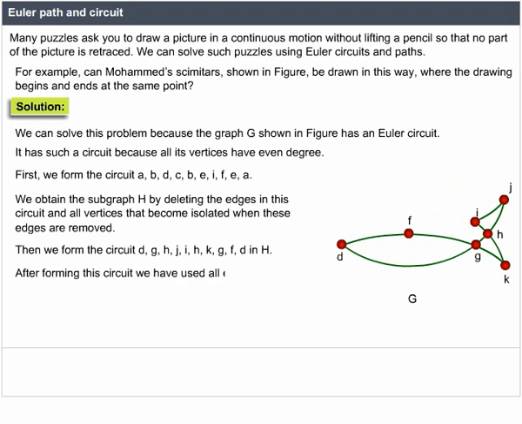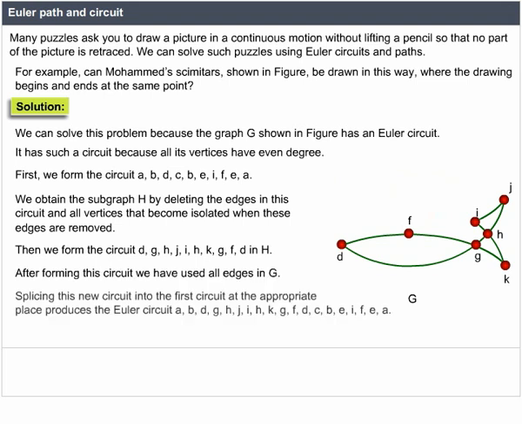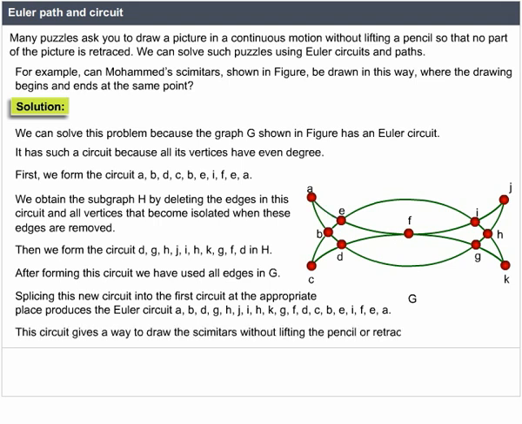Splicing this new circuit into the first circuit at the appropriate place produces the Euler circuit A, B, D, G, H, J, I, H, K, G, F, D, C, B, E, I, F, E, A. This circuit gives a way to draw the scimitars without lifting the pencil or retracing part of the picture.